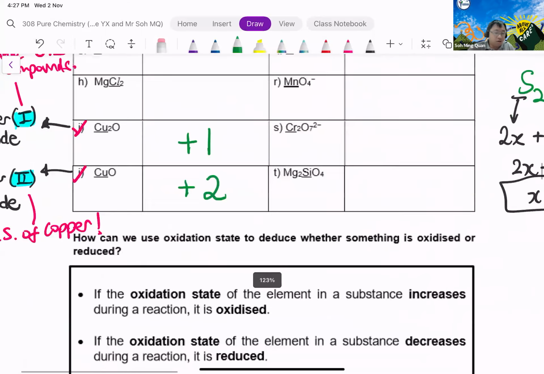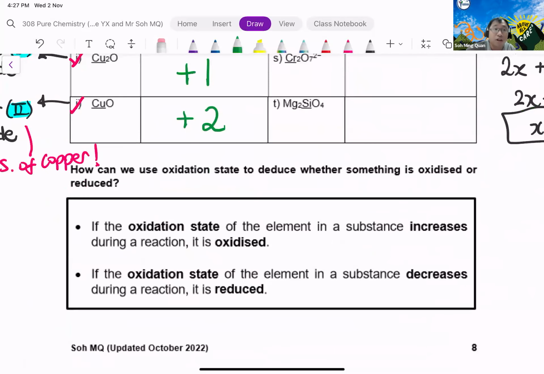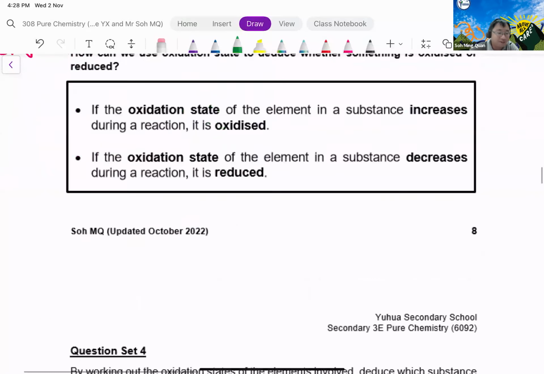Because oxidation states can be used to deduce whether something is oxidized or reduced. If the oxidation state of the element increases during the reaction, it's oxidized. Oxidation state increase, oxidize. If the oxidation state of the element decreases, it's reduced. That makes perfect sense. Oxidation state increase, oxidize. Oxidation state go down, reduced. Okay, so let's learn how to do this.